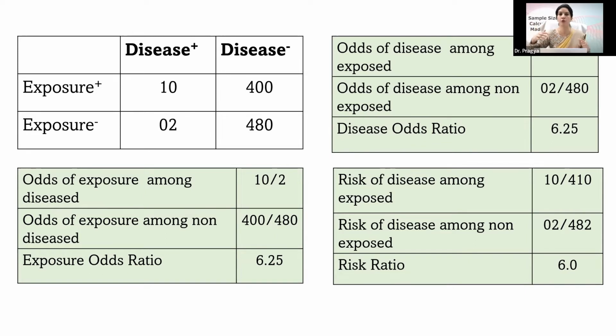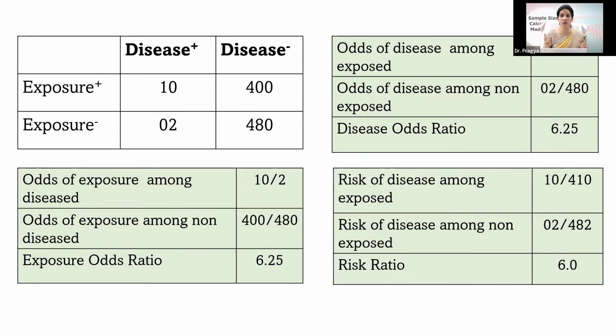That's why, in a 2x2 table, if someone says, no, I will measure the risk in a case control study, because it is a 2x2 table I can measure the risk. Why can't I measure the risk in a 2x2 table? The answer is that risk will keep on changing with the increasing number of controls. But if the exposure level is the same, your odds ratio will not change.